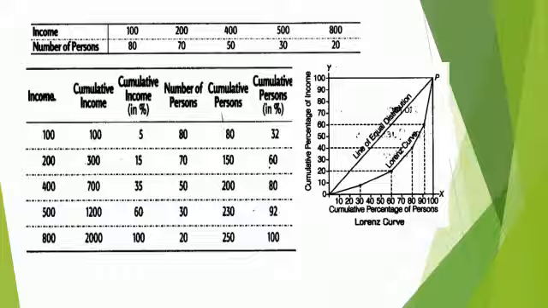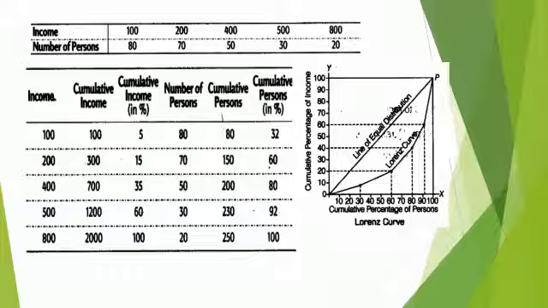First the income: 100, 200, 400, 500, 800. First you have to find the cumulative of the income. Cumulative means you have to add successively. First one 100 plus 200 is 300, 300 plus 400 is 700, 700 plus 500 is 1200, 1200 plus 800 is 2000.